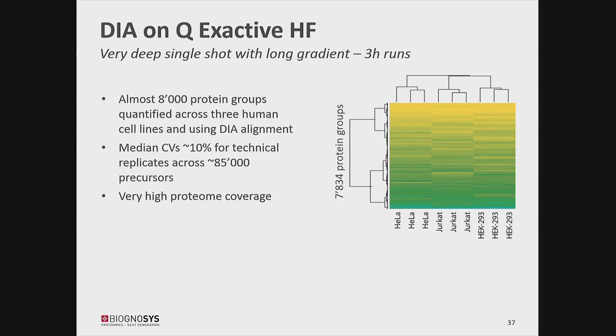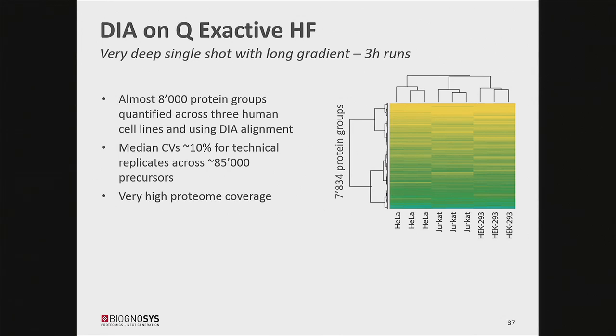Okay, then we wanted to push the limits a little bit. We went to 3-hour runs. We measured the 3 different human cell lines quantitatively in triplicates. It's all single shot, so these are 9 3-hour runs. We also enabled the DIA alignment that I explained before, this profiling algorithm. And when doing that, we ended up with almost 8,000 protein groups. This was only 1 week of measurement, so we didn't have so much time to really optimize everything in Bremen. So we were really impressed by this data.